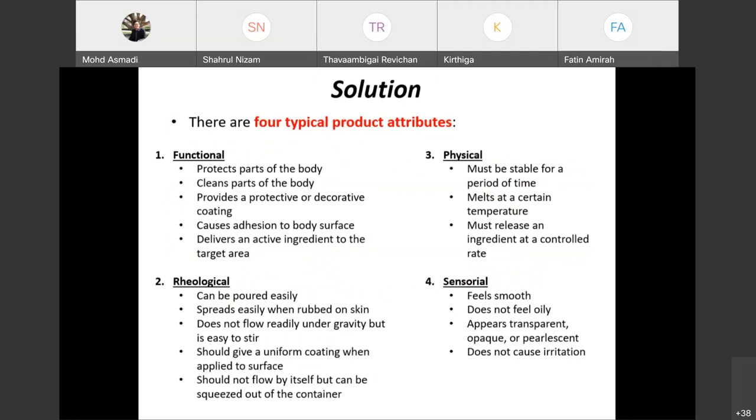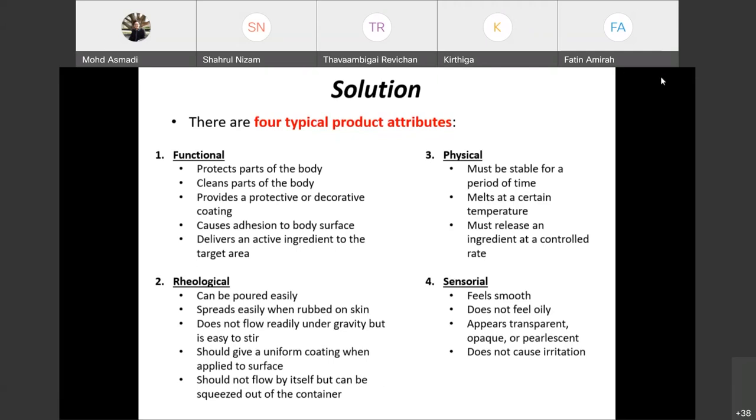Physical: stable, consider the melting and boiling point, and it must release an ingredient at a controlled rate. For the smell, I think it's sensorial. Does not feel oily, does not cause irritation. Transparency, and the color is also important. So those are the four important product attributes for B2C products.